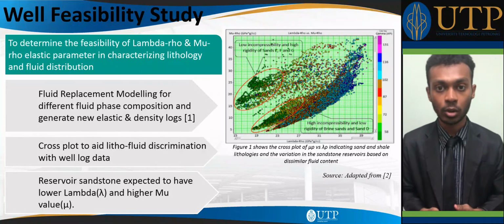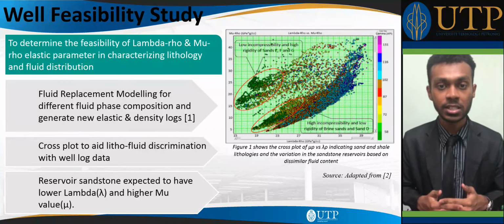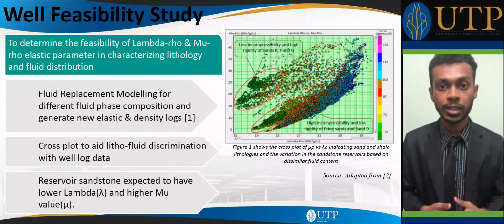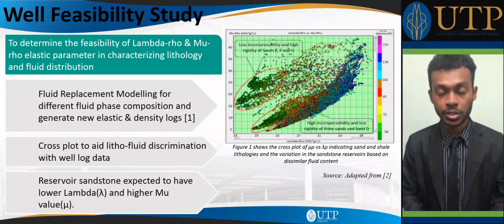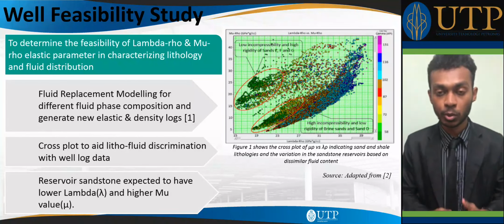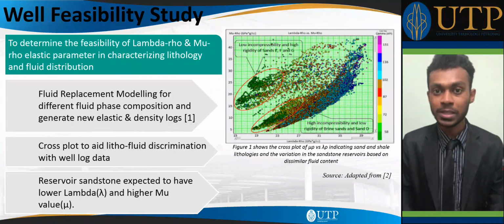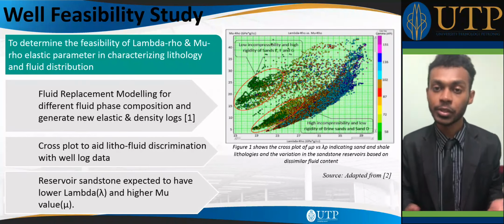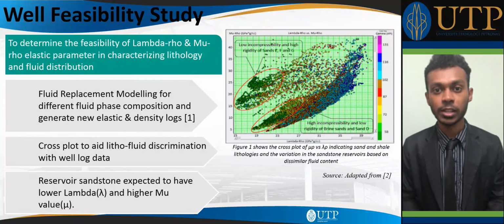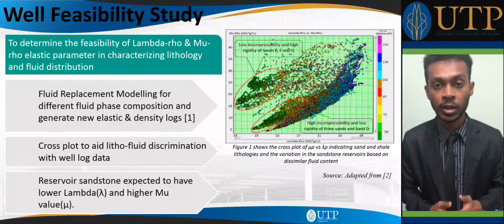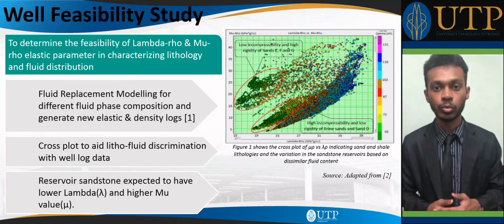For pre-inversion analysis, a crossplot will be made to aid the lithofluid discrimination using the well log data. The figure on the right shows the crossplot between Lambda-Rho against Mu-Rho, which can be further classified into two different groups, inferred to be gas sand and brine sand, further confirmed by the lowest density value. From these well log analyses, we expect reservoir sandstone to have a low lambda value and high mu value.